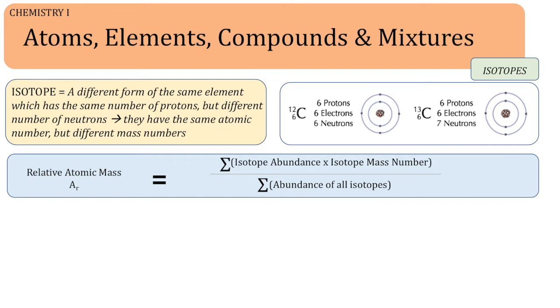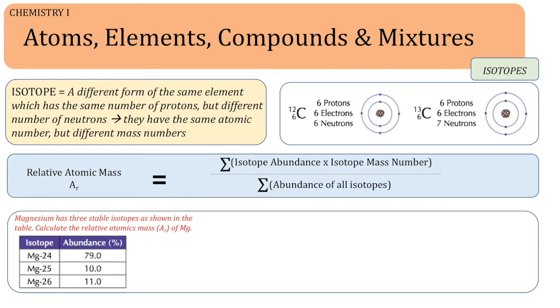We have to sum up, that's what the capital sigma means, it means sum. We have to sum up the abundance of each isotope multiplied by the mass number of the isotope, and then divide the answer by the sum of the abundances of all the isotopes. Abundance is often given as a percentage, but not always. This is how we would use the formula in a question.